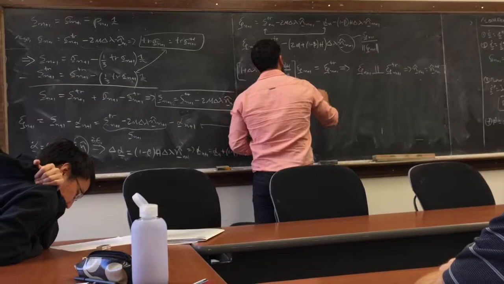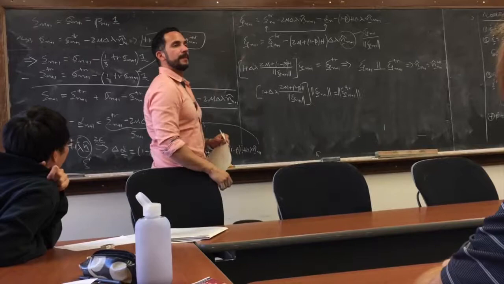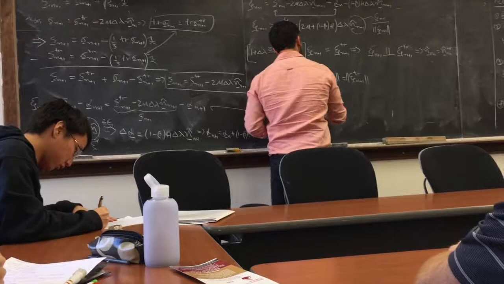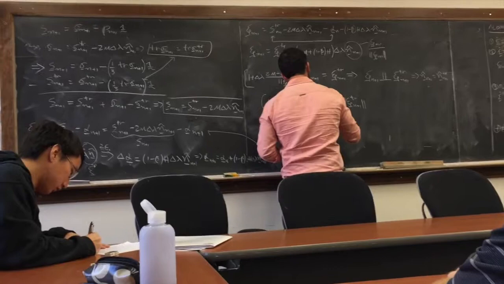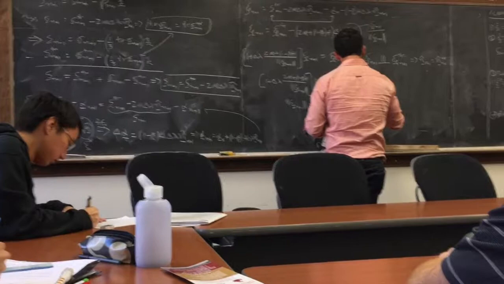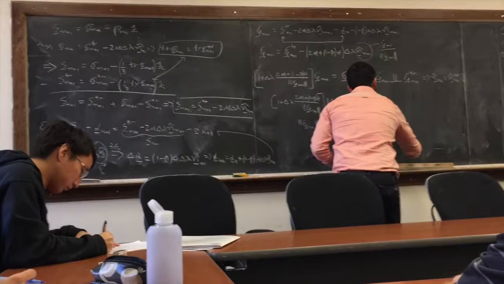Times this L2 norm equals this L2 norm. So I multiply things through and I realize that the L2 norm of n plus 1, the true thing, is always equal to the L2 norm of a trial minus this term, 2 mu plus 1 minus beta h delta lambda. This is the correct one. So let's start to think about geometry.